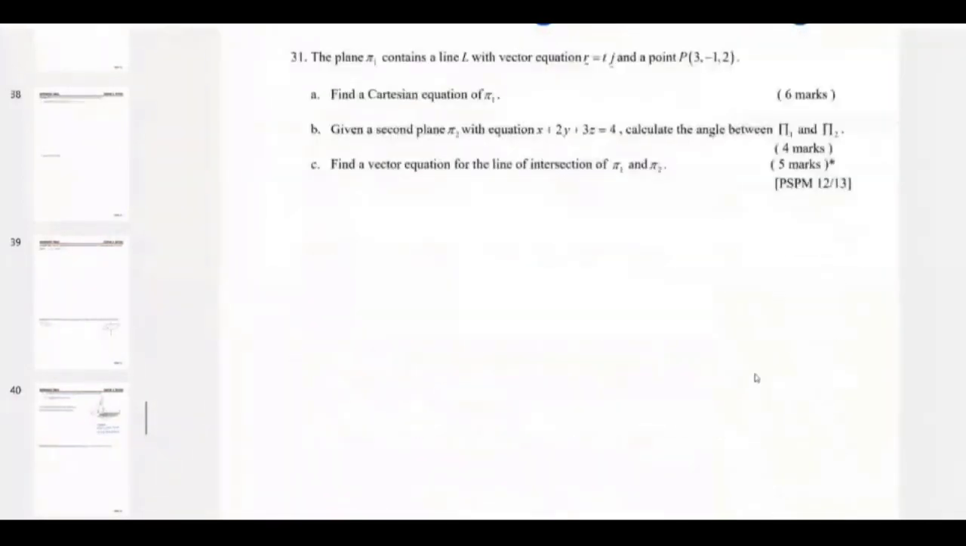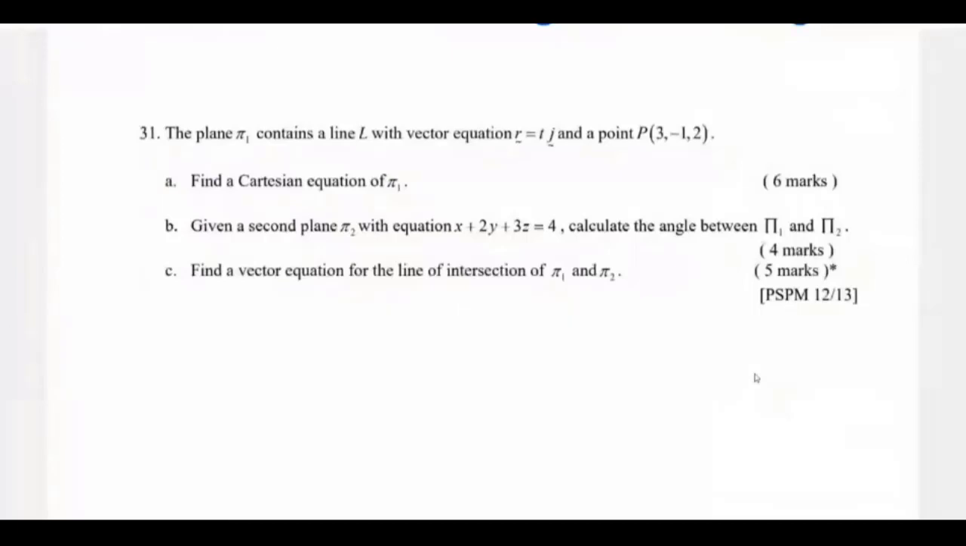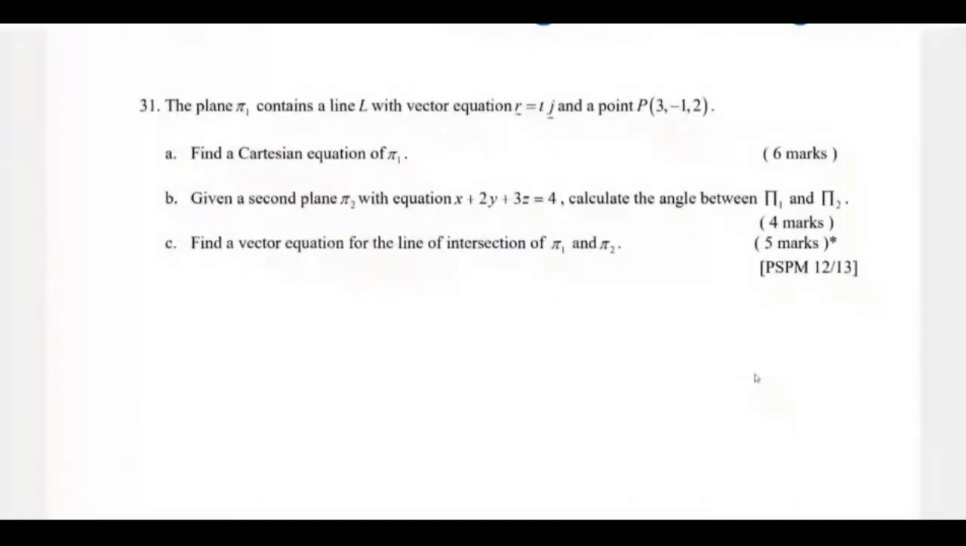So 31 where we have it. First part, find the Cartesian equation of the plane one. It says that the plane one we have it. Ini plane one kita. So contain a line L with the vector equation R, T. Okay, and then we have a point here P. Okay, untuk dapatkan plane one, apa yang kita perlukan untuk dapatkan equation of plane?